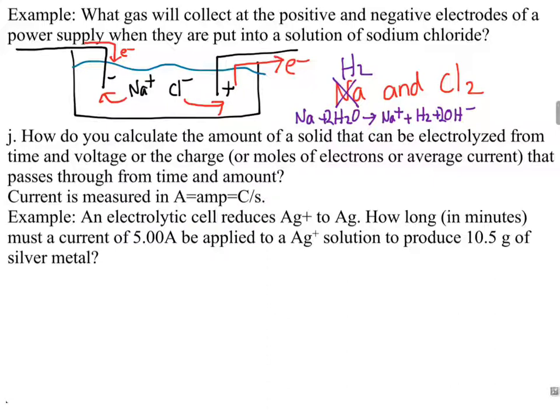Okay, last for this chapter is doing conversion factors to convert between, for example, plating out a metal, which is this first example. How much time would it take for a current of 5 amps to reduce 10.5 grams of silver plus ions to silver metal? If you put a spoon in your silver plus solution and connect it to your power supply, the silver ions would plate right on there.